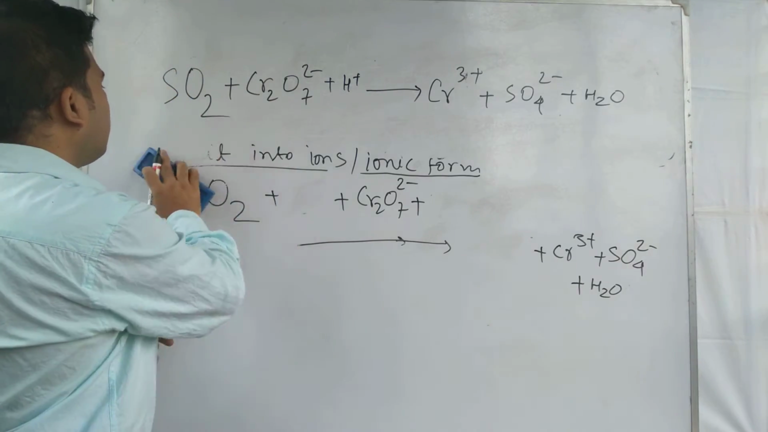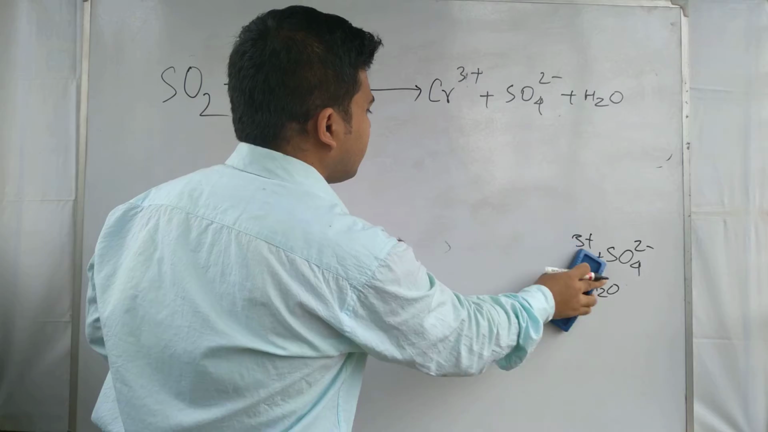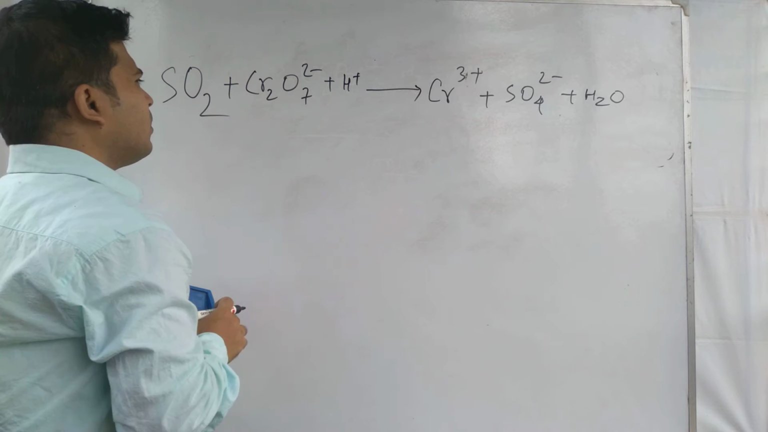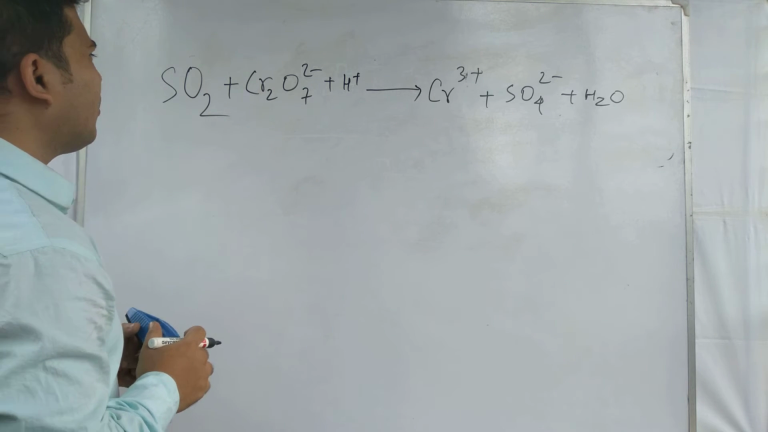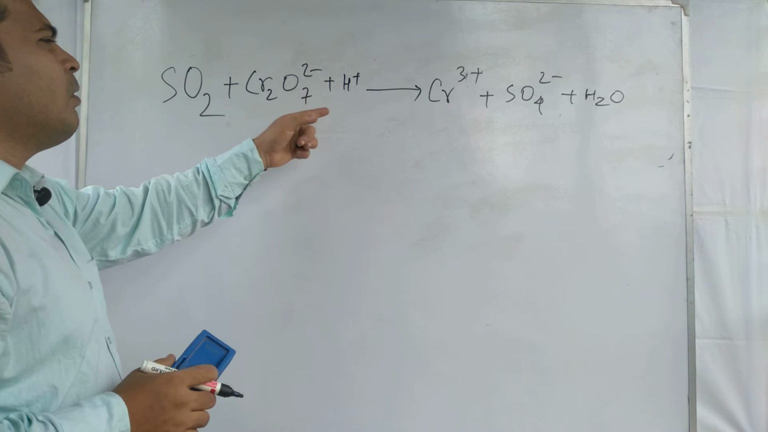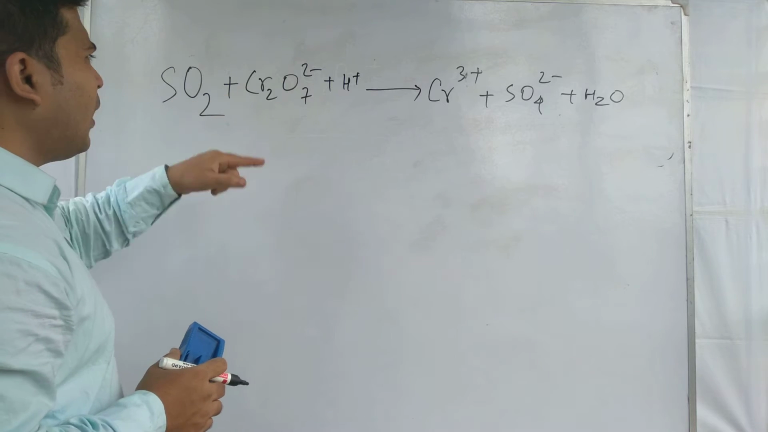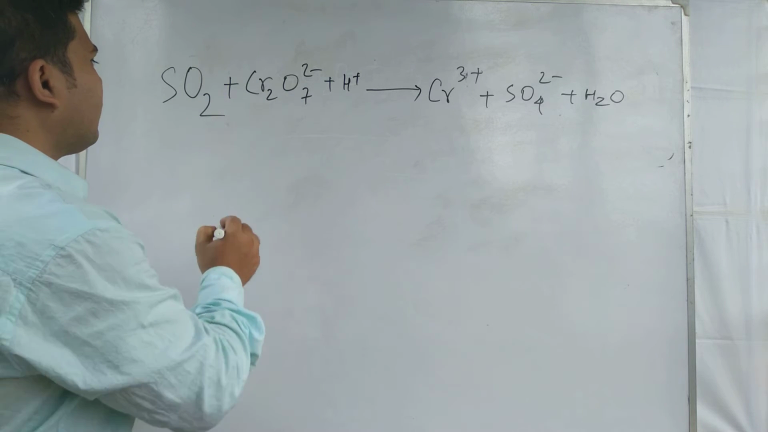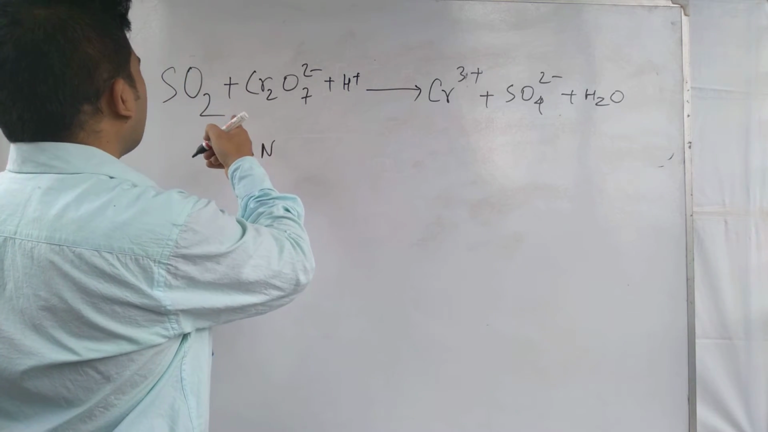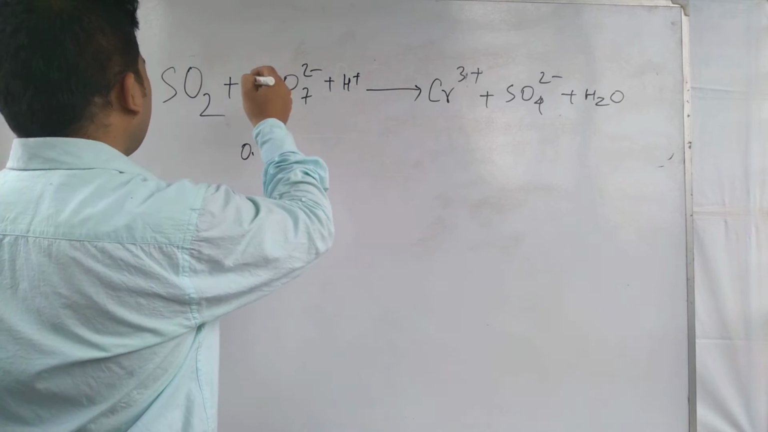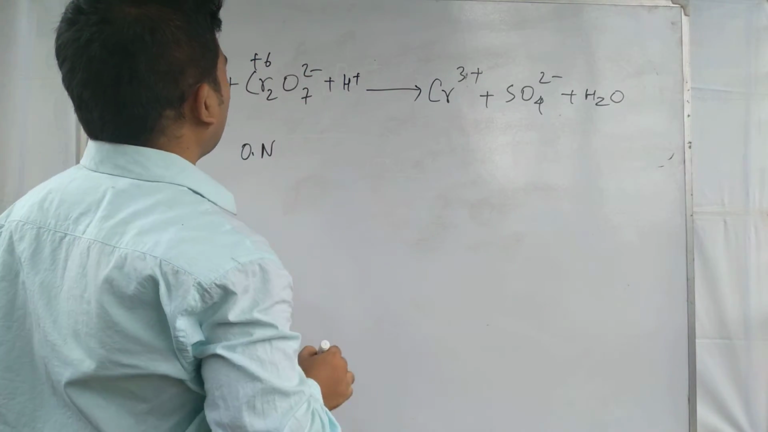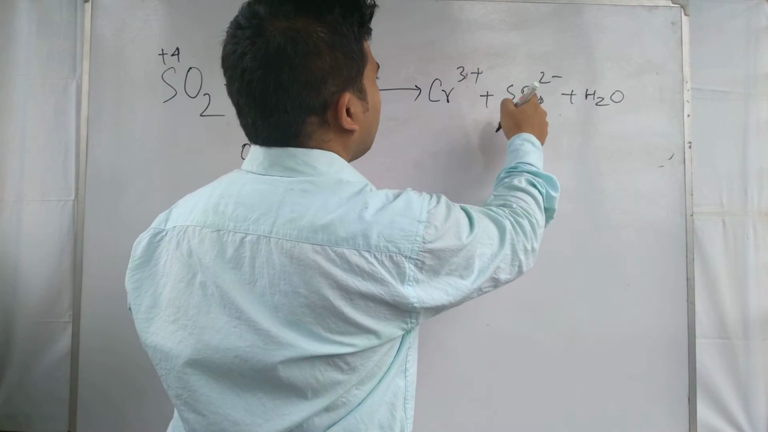So our main equation is now becoming, after ignoring all the species that do not change their oxidation number, this equation. This equation is in ionic form, and we have to find the oxidation number on each atom where the oxidation number is changing. Here the oxidation number of sulfur is 4 plus, here the oxidation number of chromium is 6 plus, here it is 3 plus, and here it is 6 plus.